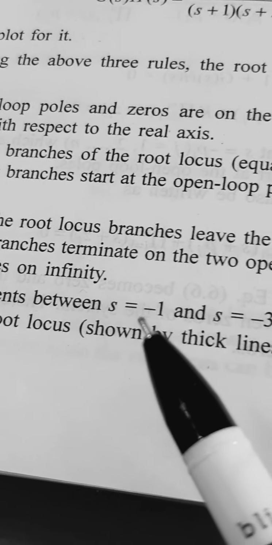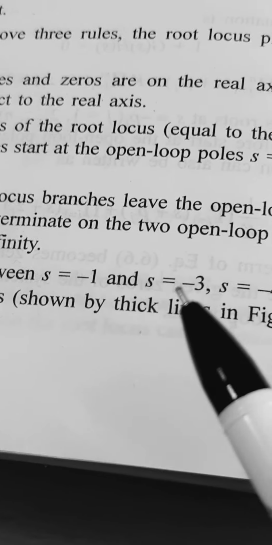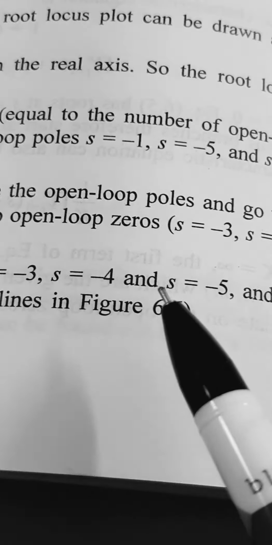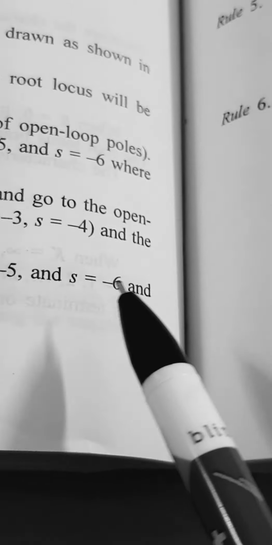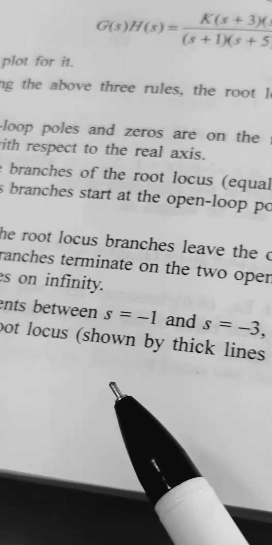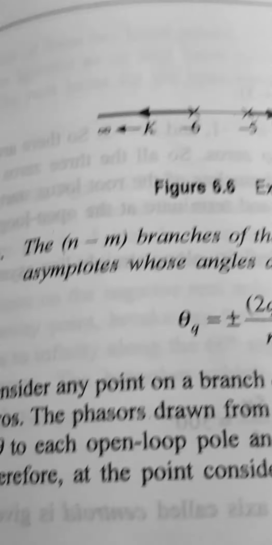The real axis segments between s equal to minus 1 and s equal to minus 3, between s equal to minus 4 and s equal to minus 5, and between s equal to minus 6 and s equal to infinity lie on the root locus. That I already explained. Now, rule 4.